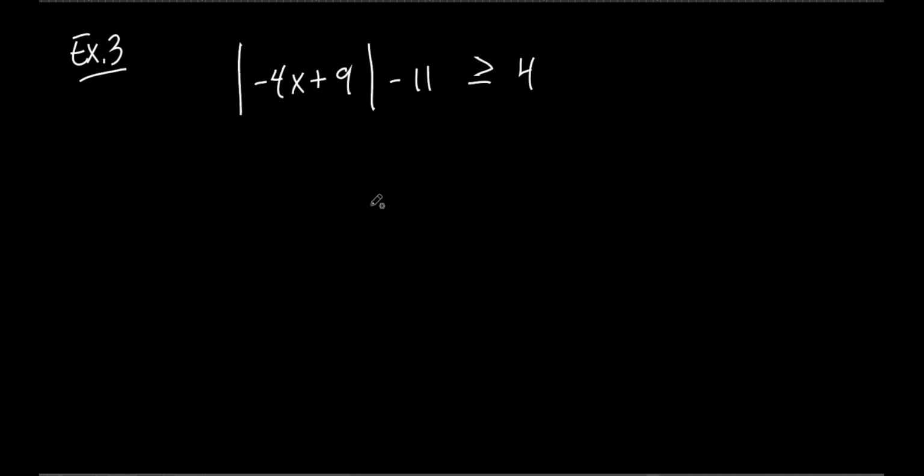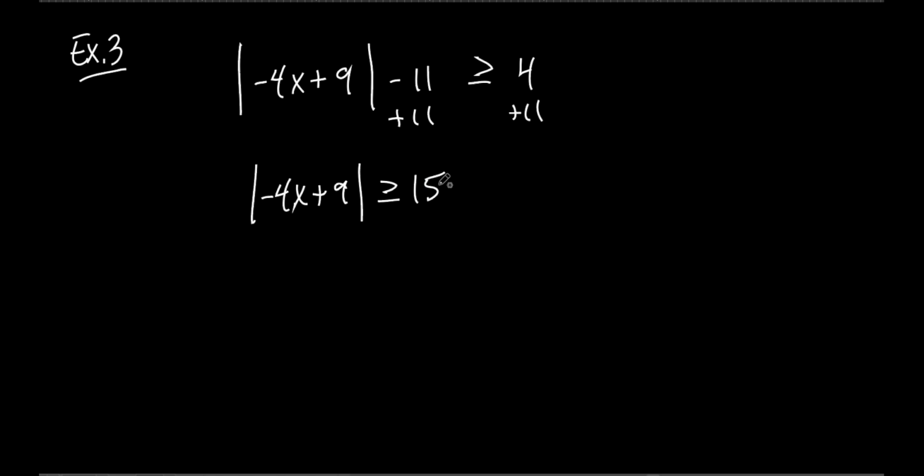All right, what are you going to do first? Yeah, get rid of that 11 because I just want that absolute value by itself. So add 11 to both sides. All right, and so I got negative 4x plus 9 in absolute value greater than or equal to 15. Now, look, this is greater than. So this is what? And or? It's or. It goes this way, right?